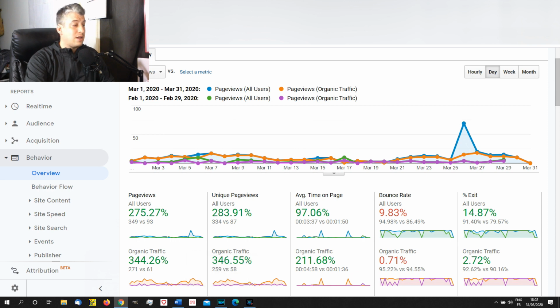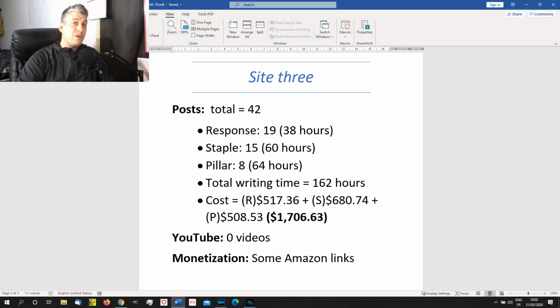Okay, so let's talk about Site 3. With Site 3, I've been focusing a little bit more of my outsourcing efforts into this. So this is why I've got 42 posts here, of which 19 are response posts, so about 35 hours writing time, 15 are staple, which is about 60 hours of writing time, and 8 pillar posts, so about 64 hours of writing time. So that's a total of 162 hours it would take you if you follow the Income School post recipe to actually produce that amount of posts.